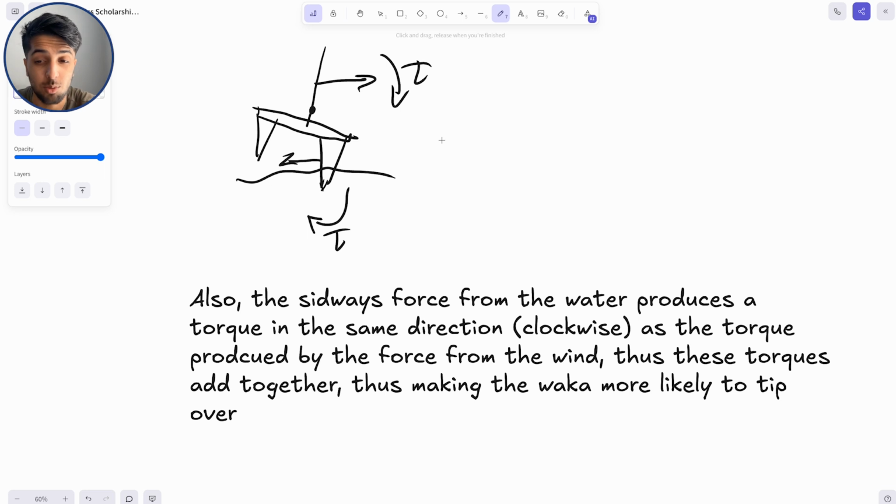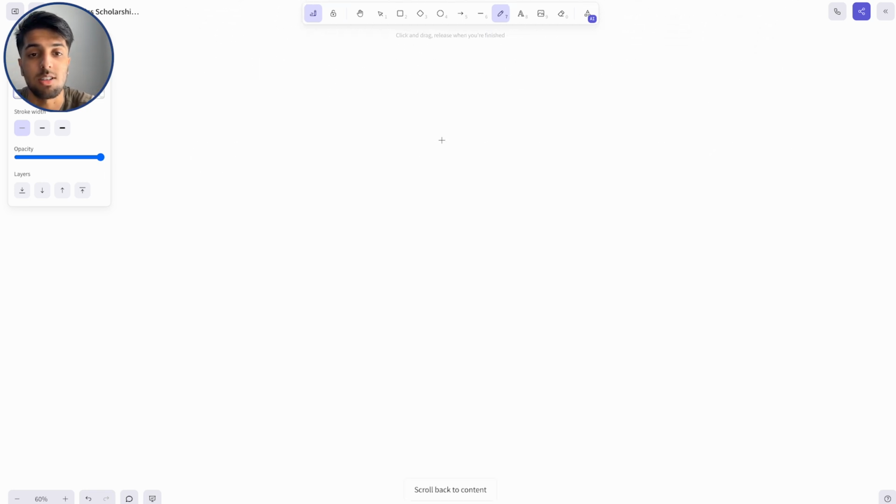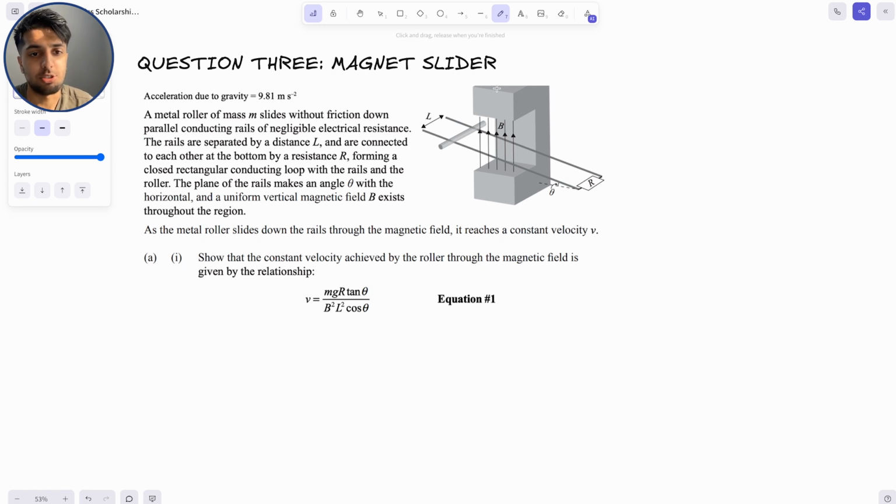Also, the sideways force from the water produces a torque in the same direction, which is clockwise, as the torque produced by the force from the wind. Thus, these torques add together, thus making the waka more likely to tip over. Alright, that is question 2 done. Okay, moving on to question 3 now.